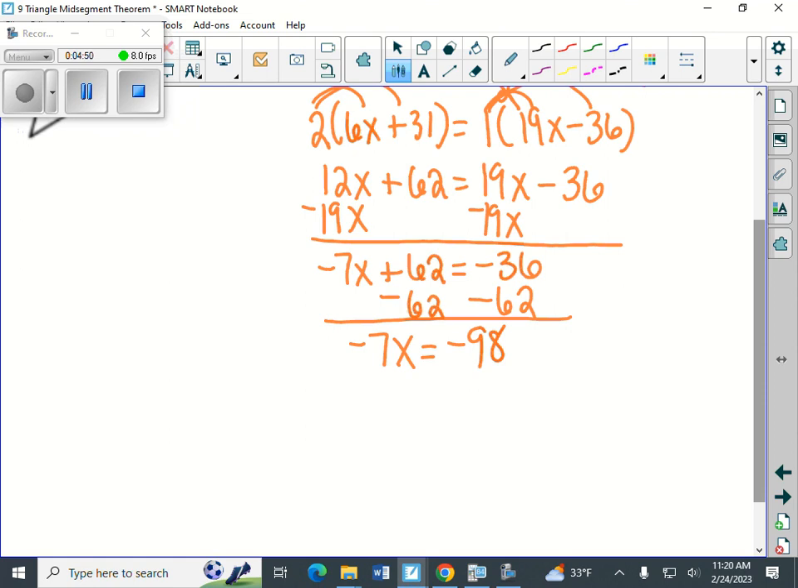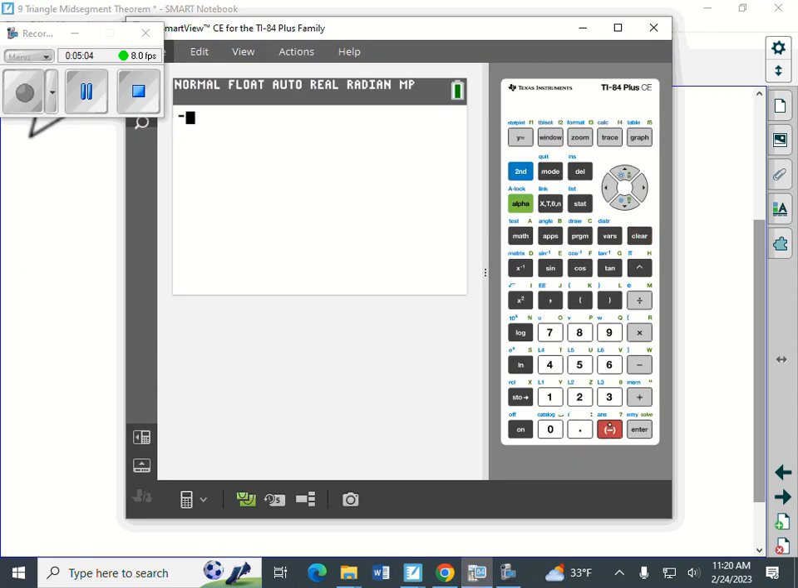And then finally, to undo the multiplication, because negative 7 times x, we're going to divide both sides by negative 7. And I'll flip over here to the calculator real quick. But we end up with negative 98 divided by negative 7 gives us 14.